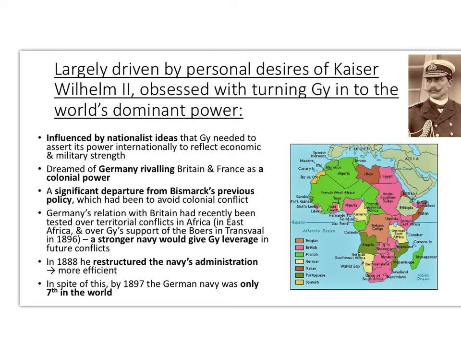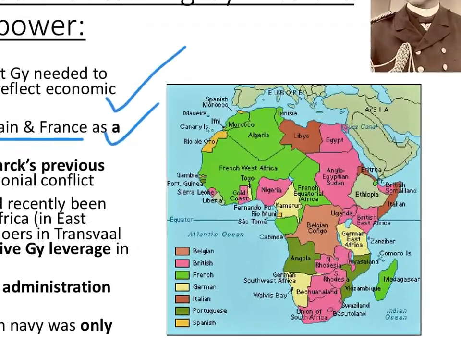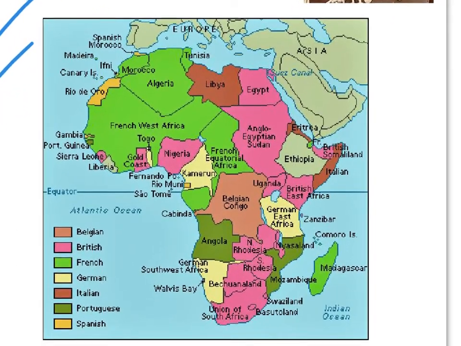Why was that? Well, he was very influenced by nationalist ideas that Germany needed to compete internationally. Germany was a growing industrial power, and to reflect Germany's economic and military strength, it needed to assert its power around the globe. That's the point that's being made there. And he dreamed in particular of Germany rivaling Britain and France as a colonial power. So the main area for competition was there in Africa.